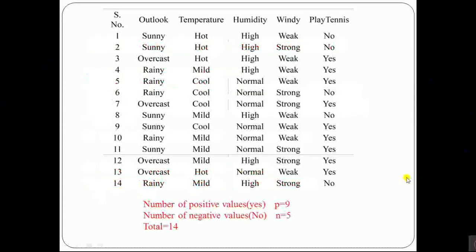So from this table, the play tennis column has some values given. I can calculate how many no's are available and how many yes's are available. Yes means a positive value, no means a negative value. So the number of yes is 9, so I can take p equal to 9 positive values. The number of no given here is 1, 2, 3, 4, 5, so I can take n equal to 5, and the total is 14.